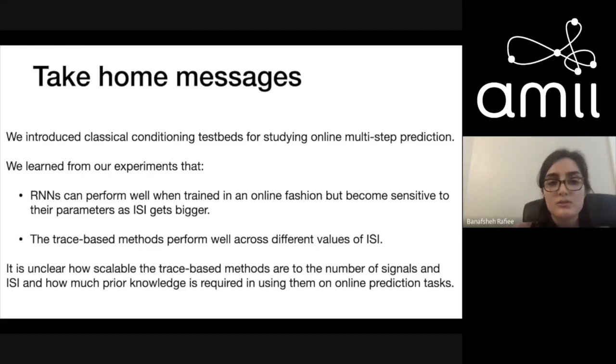So we introduced classical conditioning test beds for studying online multi-step prediction. We learned from our experiments that RNNs can perform well when trained in an online fashion, but they become sensitive to their parameters as ISI gets bigger, and that the trace-based methods perform well across different values of ISI. It is still unclear how scalable the trace-based methods are to the number of signals and the ISI, and how much prior knowledge we need for using them.